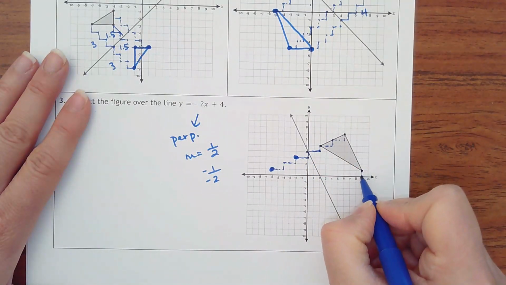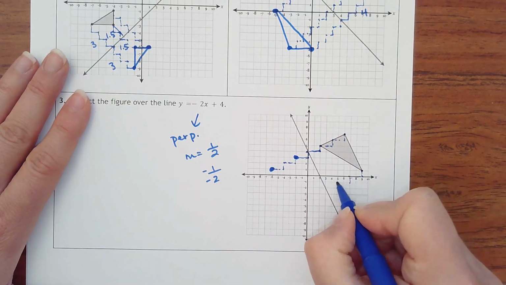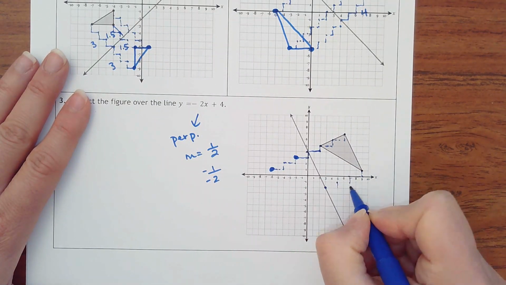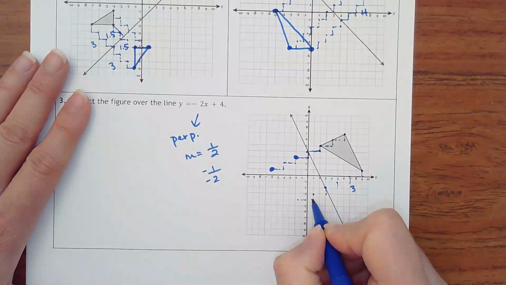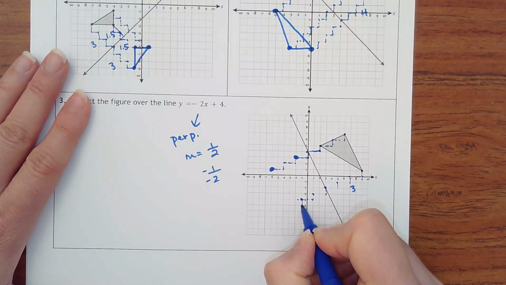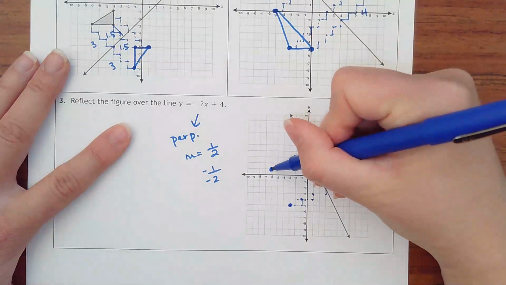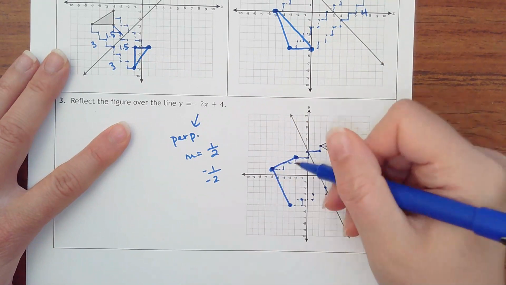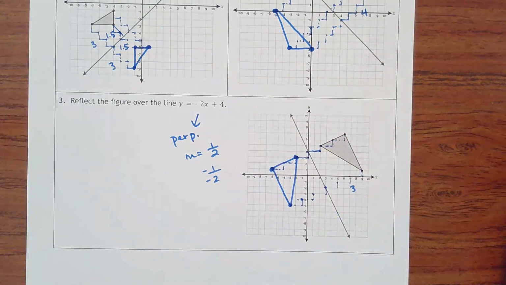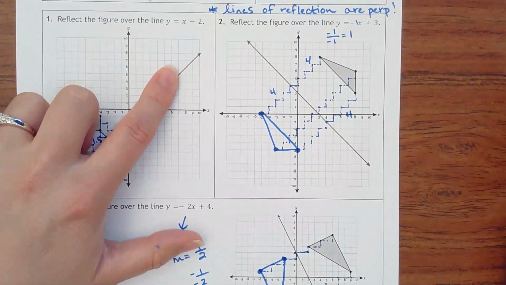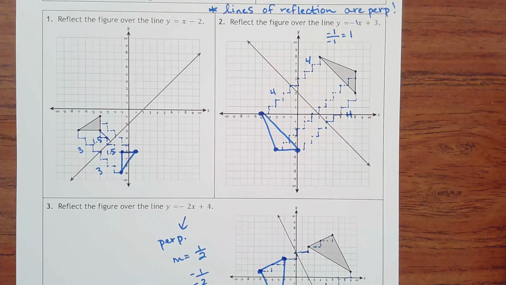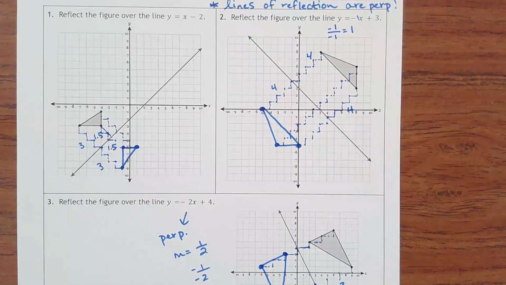And last one, down 1, left 2. It took 3 times. Down 1, left 2, and 1, left 2. And there's my reflection. So again, always pick out the slope of the line that you're reflecting over and then think I'm doing the perpendicular slope of that to make my points and figure out how many times that pattern occurs and repeat it on the other side of the line.